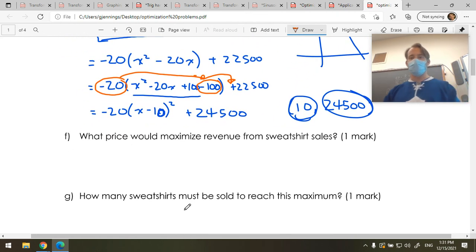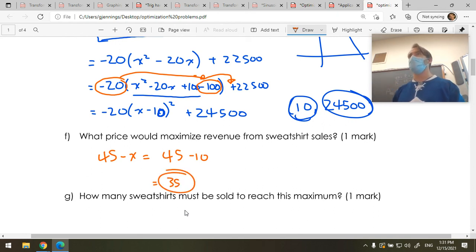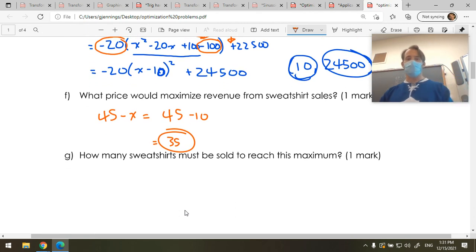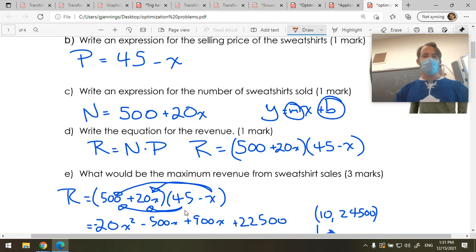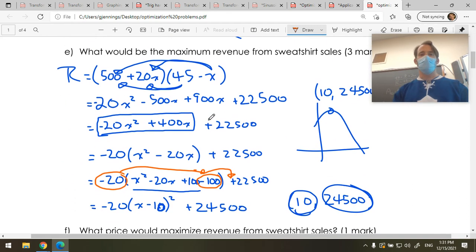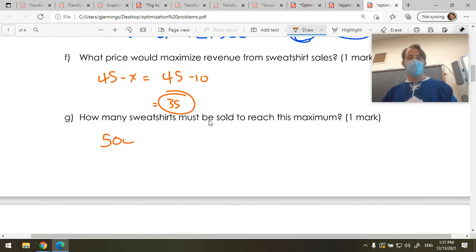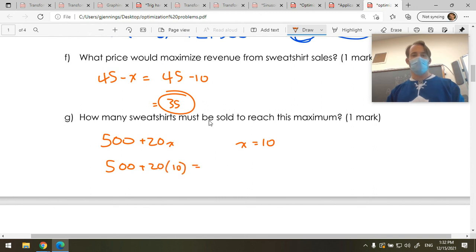What price would maximize revenue from sweatshirt sales? Well, no. 45 minus x equals, well, 45 minus 10 equals 35. $35 will maximize your profit. I went the wrong way. How many sweatshirts must be sold to reach this maximum? We will just look at the number sold is 500 plus 20x, and x equals 10. So this is 500 plus 20 times 10 equals 700. Therefore, they will sell 700 sweatshirts. They'll sell them for $35 each. That will maximize their profit.